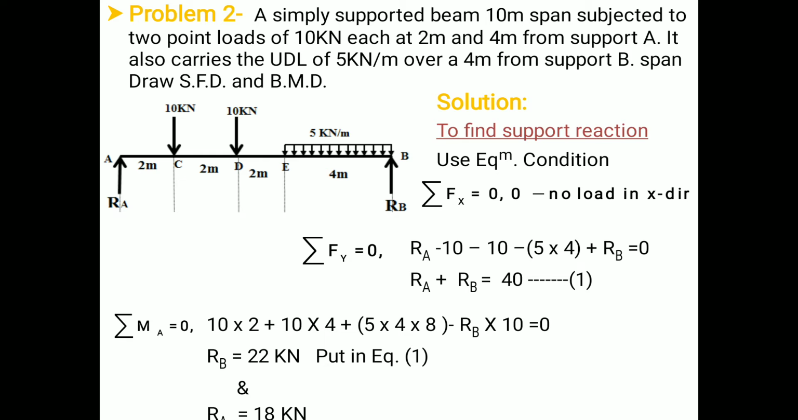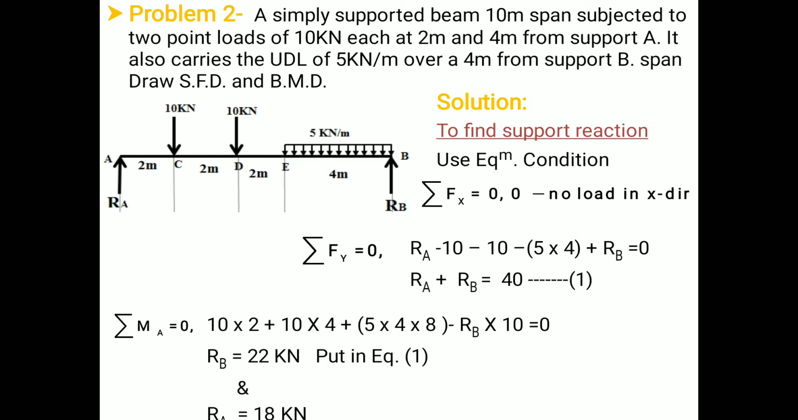A simply supported beam of 10 meter span is subjected to 2 point loads of 10 kN each at 2 meter and 4 meter from support A. It also carries a UDL of 5 kN per meter over a 4 meter span from support B. Draw SFD and BMD.